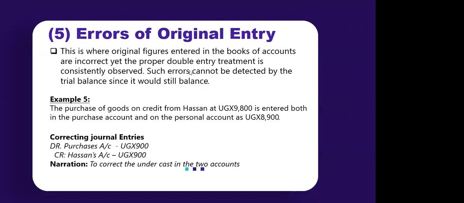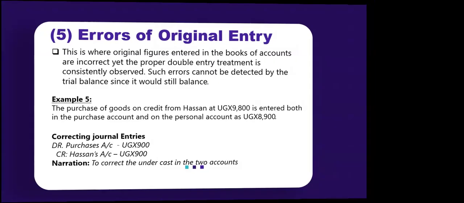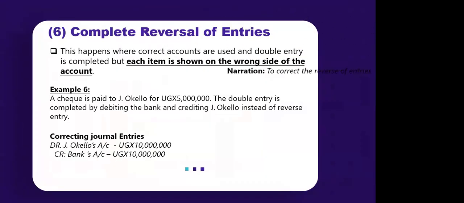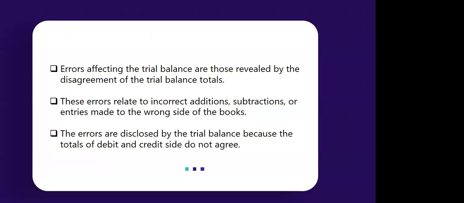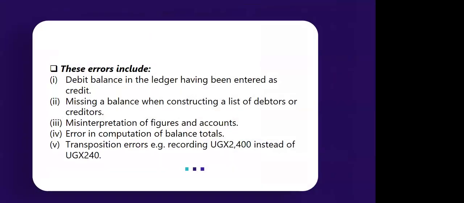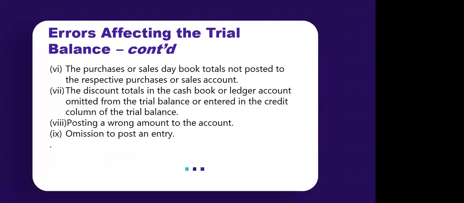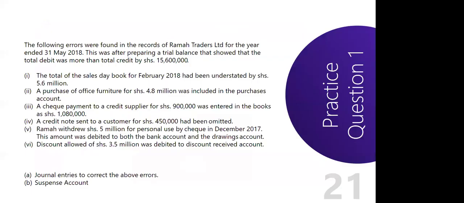Remember, let's go back to the scenario. They posted to the right accounts. That's the bank account, and which account was it? I think it was a credit supplier. They posted 900,000, which was the wrong amount, but to the right accounts. So what we need to do is go back. Let's see, what did they post? A check payment of 900,000. So the right amount was 900,000, but it was entered as 1,080,000.